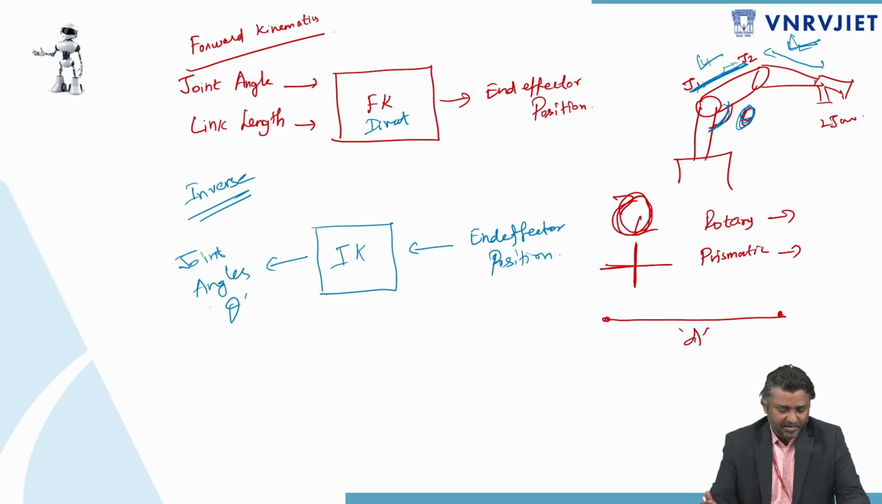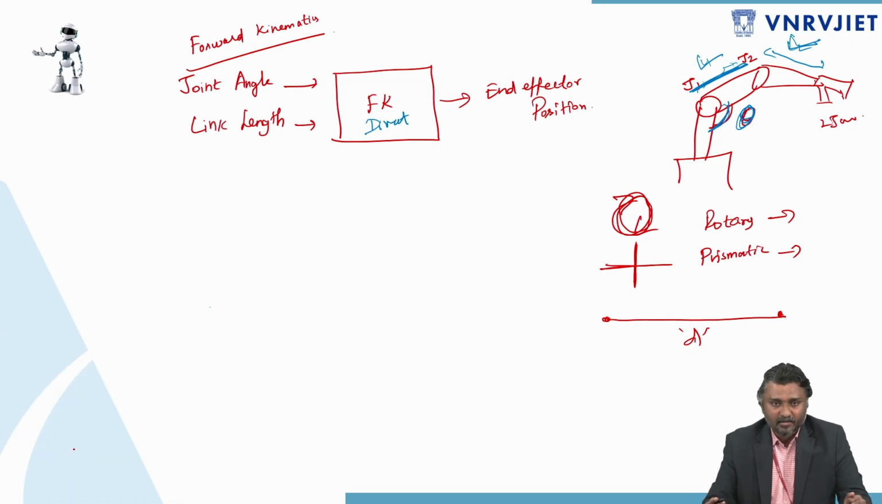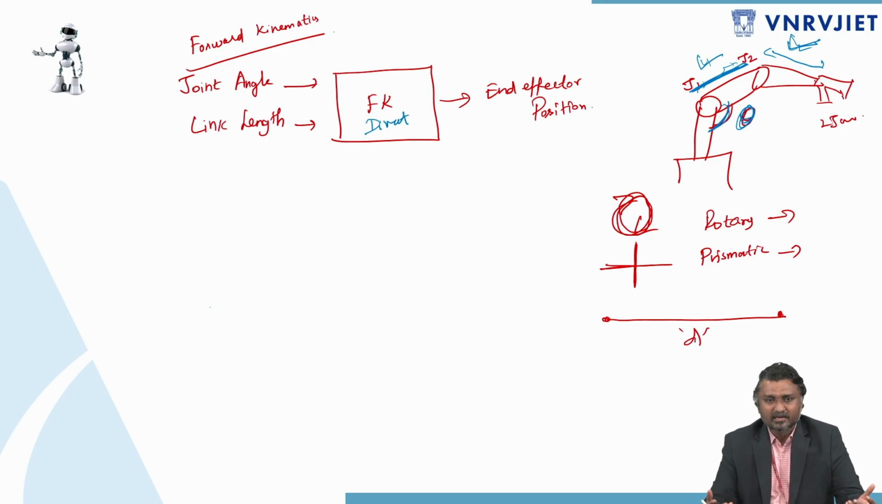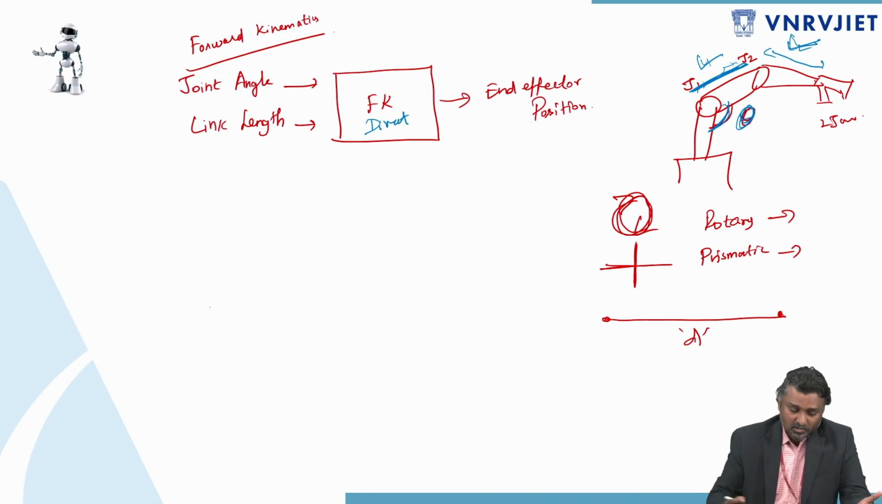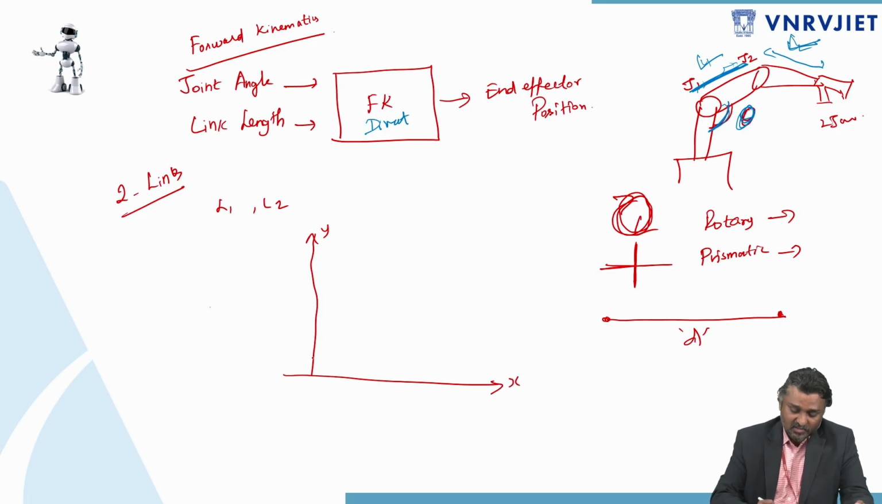So now how to solve forward and inverse kinematics? For example, in forward kinematics, I know my joint angle and the link length. First, I have to identify the end effector position. How to identify the end effector position? For example, I have two links in my robotic system, link 1 and link 2, L1 and L2. We have the Y and X axes. This is my link 1 and this is link 2. Clear?